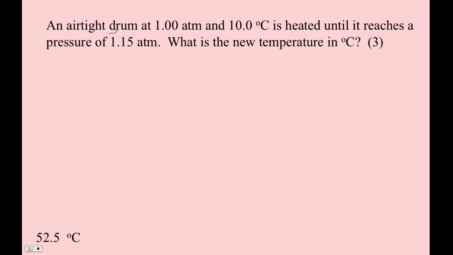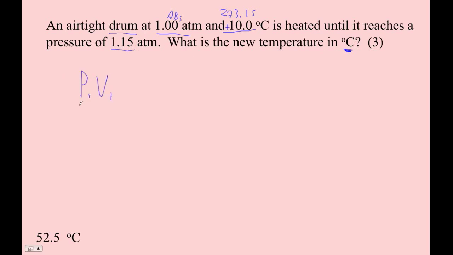Okay, an airtight drum at 1 atmosphere. I'm assuming that's absolute. They didn't tell me it's gauge. 10 degrees Celsius, that's not absolute, so we're going to have to go 273.15, right? It's heated until it reaches an absolute pressure of 1.15. What's the new temperature? Okay, so let's just write this down.